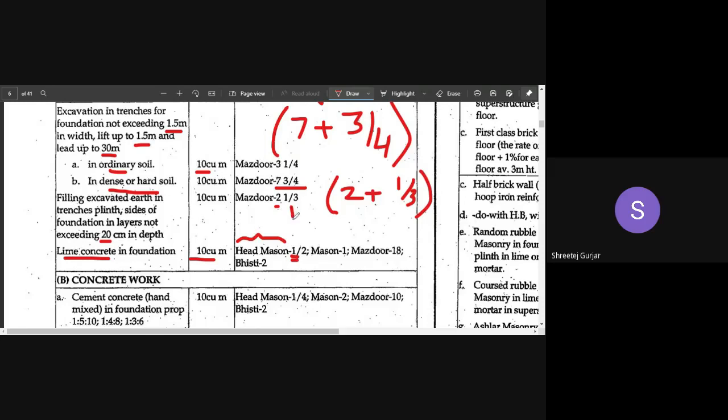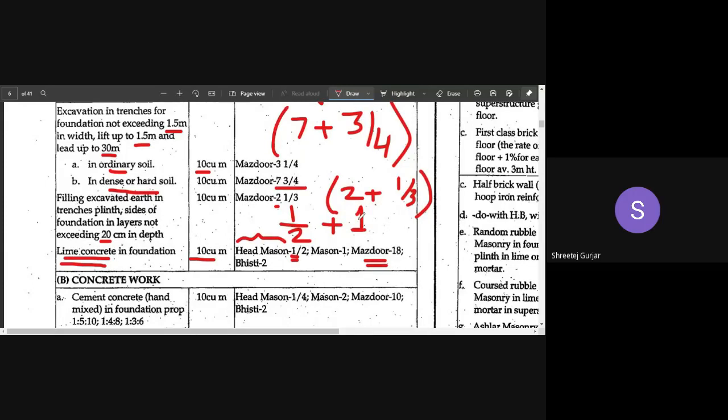Half day of a head mason is required, plus one mason is required for properly laying your lime concrete. Because mazdoor, I have told you, is unskilled. He can only lift, carry, and supply. But a mason is one who can construct, who can properly lay your bricks or your concrete. So you need a mason who is skilled. Mazdoor 18 are required, mason only 1 is required.